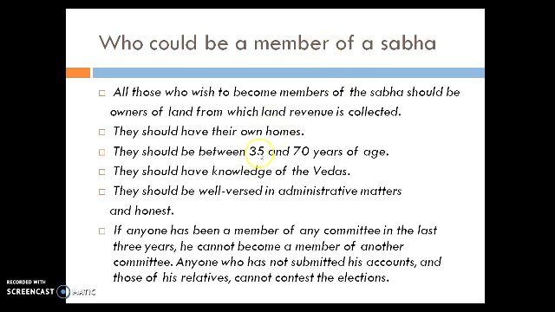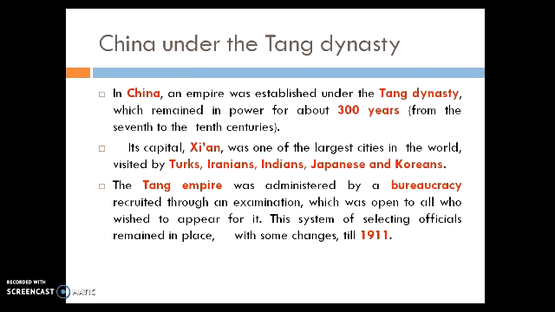Then, age between 35 and 70, and they should have knowledge of the Vedas. Also, they should have good knowledge of administrative matters and they should be honest. Also, those who had been a member of any committee in the last 3 years could not become a member of another committee. So these are the criteria for becoming a member of a Sabha.